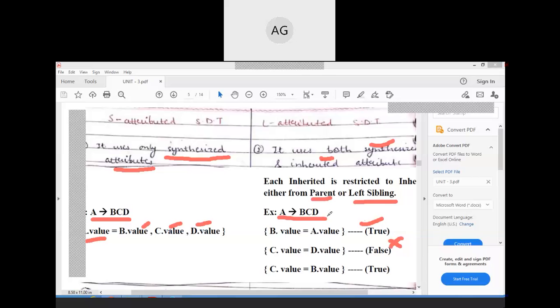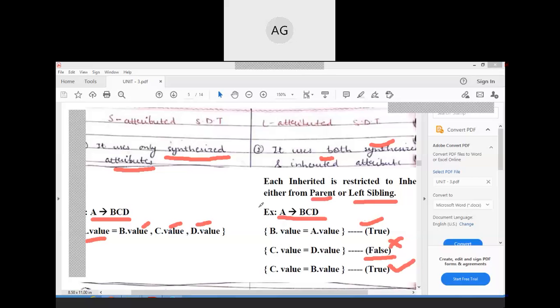Because D occurs after C, that is on the right hand side. So this is not possible, and hence it is written as false. And the third type is if the value of C we are going to calculate it from B, then this is possible because B occurs before C, as B is on the left hand side of C. So that's why we can calculate the value of C from the value of B.